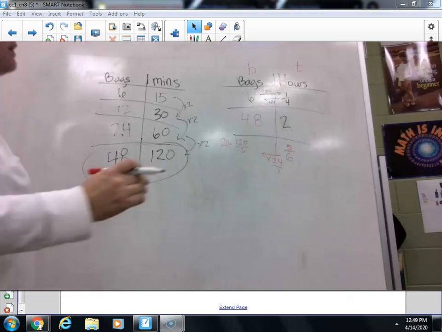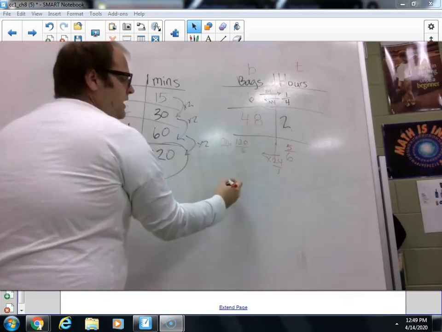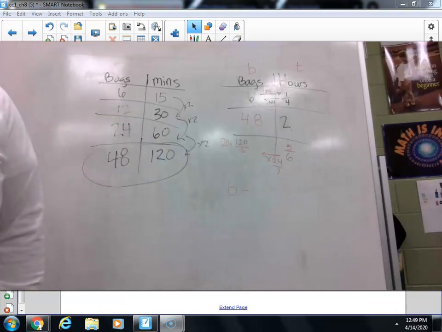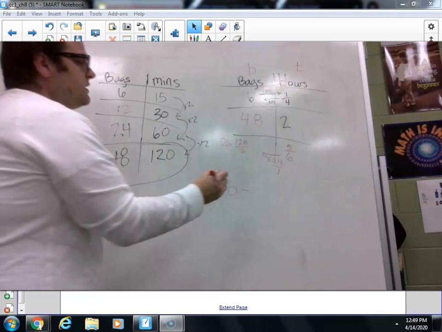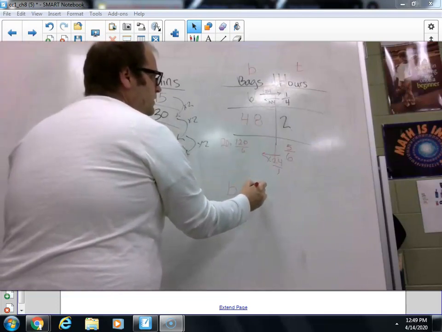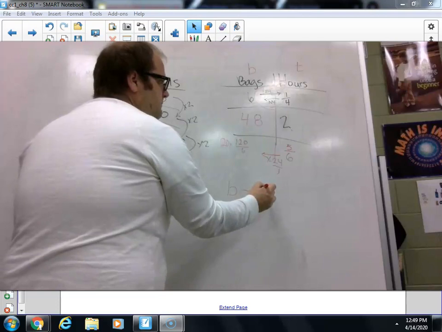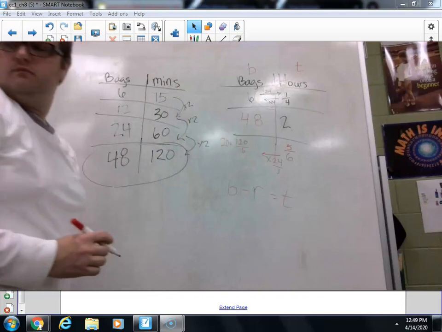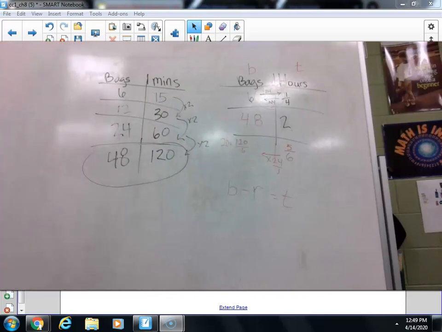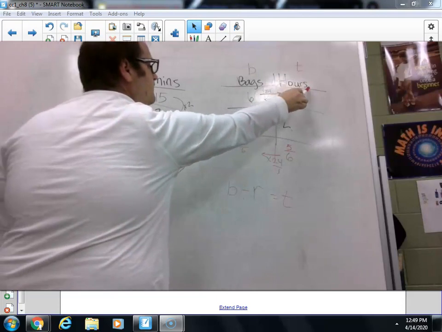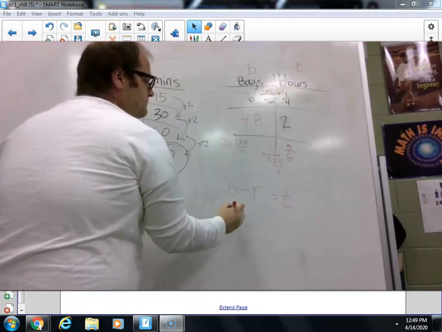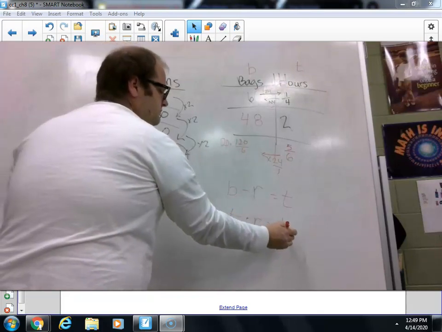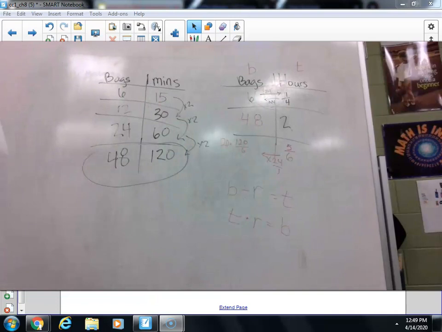Okay, so how can we relate bags and time? If you look at our table over here, what did we do to the number of bags? We took our bags and we divided it by 24 to get our time, which 24 was our rate. So the number of bags divided by our rate is equal to time. We also knew that we took our time and we multiplied it by 24, or our rate, to give us the number of bags. So that's the generic rule.